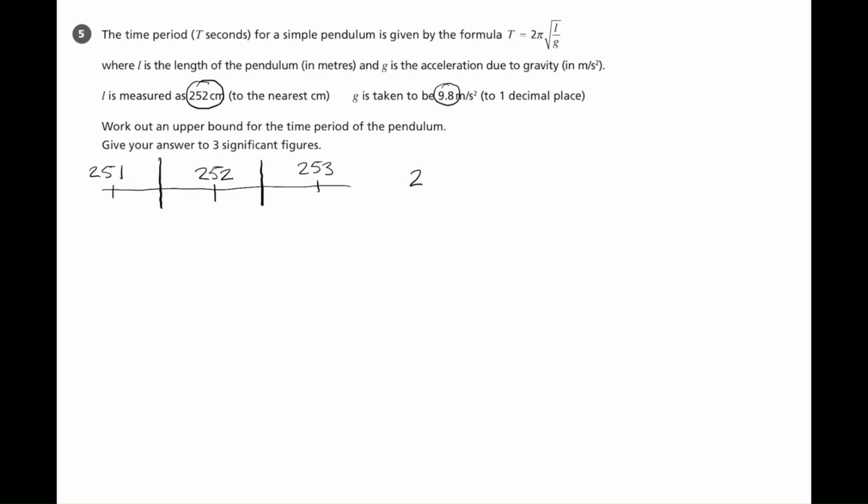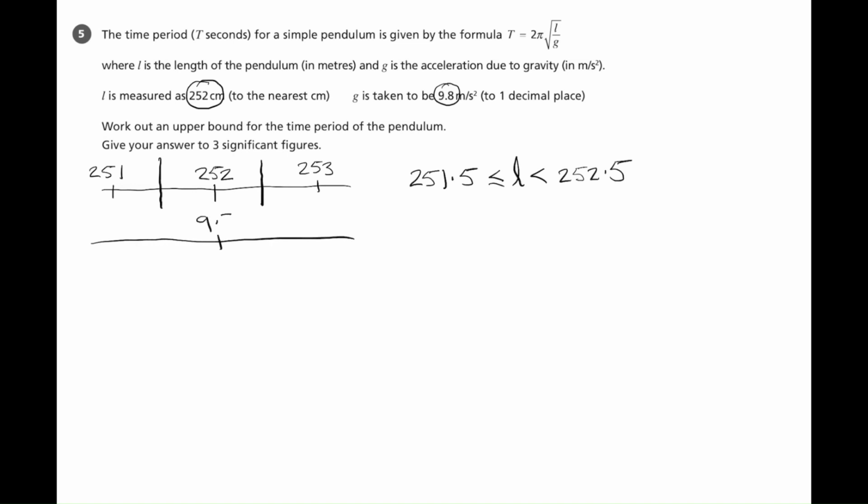So we have 251.5 less than or equal to L less than 252.5. Moving on to G, again, if we need to, we could have a number line, 9.8 in the middle.